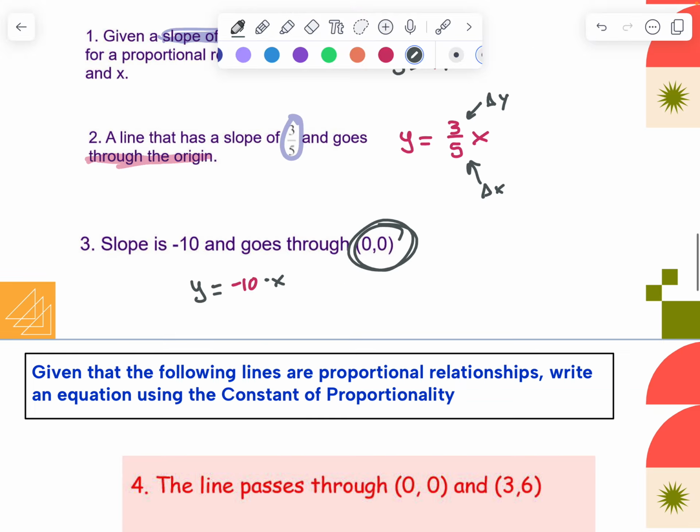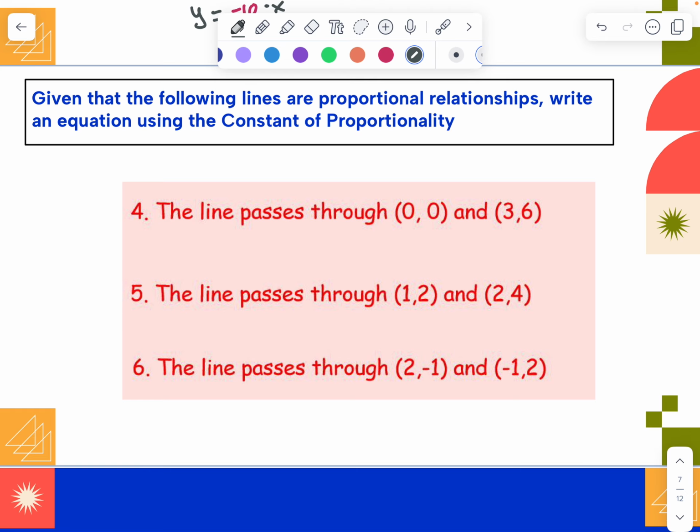Now, problems, of course, won't always be this easy. We have some different formats for you, right? I might not just give you the slope. You might have to work for the slope. Here's one way that we can make it a little bit challenging.